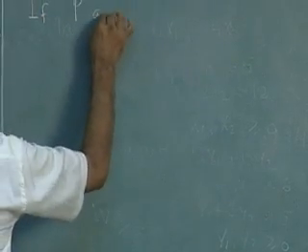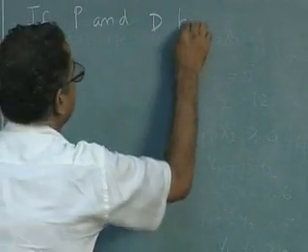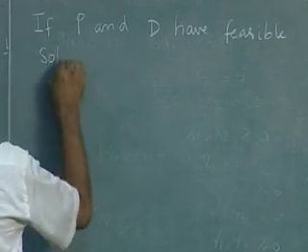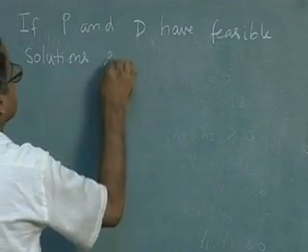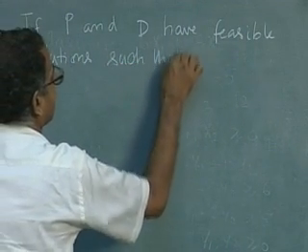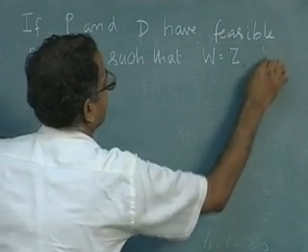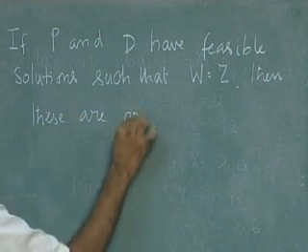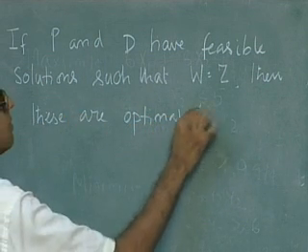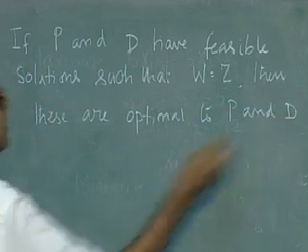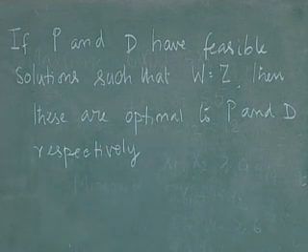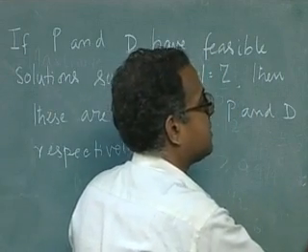If primal and dual, we represent them as P and D, have feasible solutions such that W equal to Z, then these are optimal to primal and dual respectively.